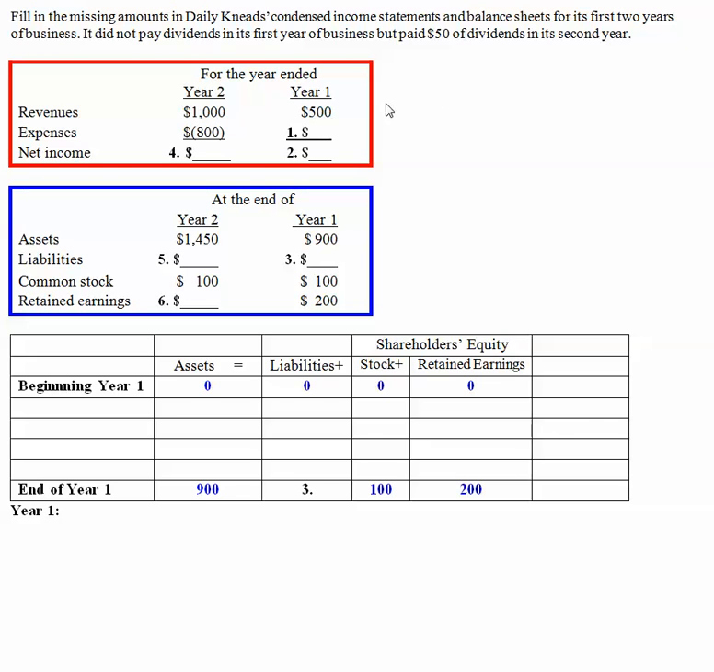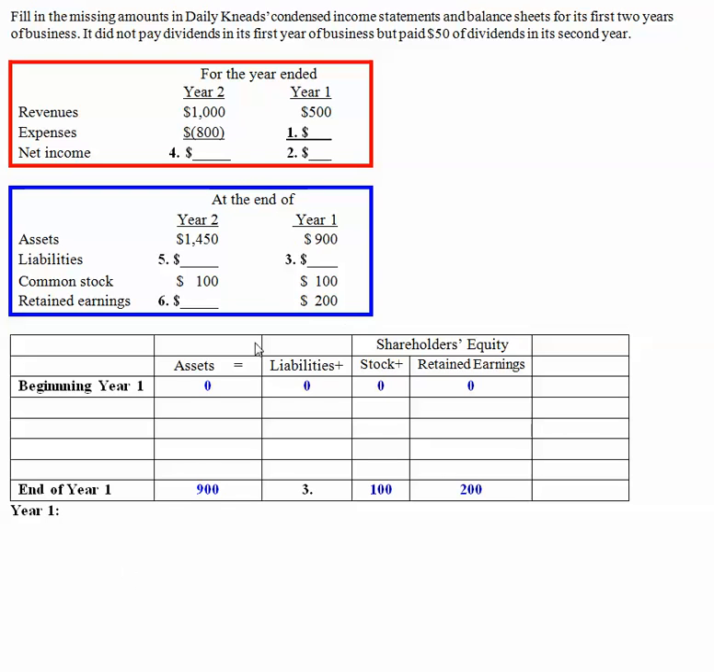What we're given in this problem is a condensed income statement for Daily Needs' first 2 years of business, year 1 and then year 2. We're also given a condensed balance sheet for the year ends, year 1 and 2. So I set up this accounting equation, and I have my beginning assets and liabilities and equity being all zero because it's its first year of business. I then went ahead and filled in the ending balances, which I get off of the balance sheet for year 1.